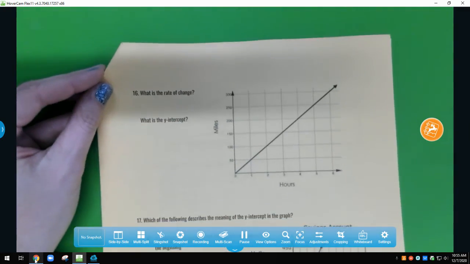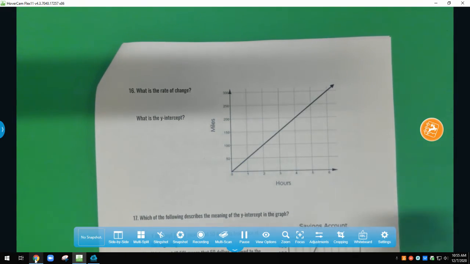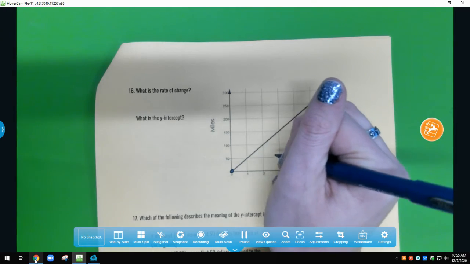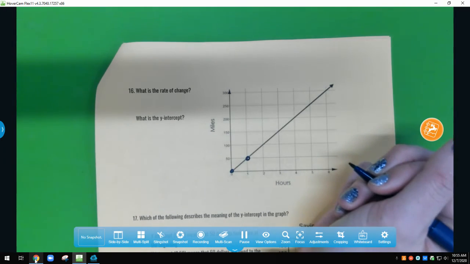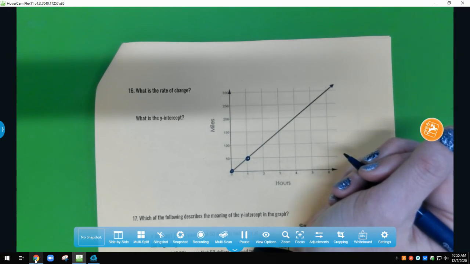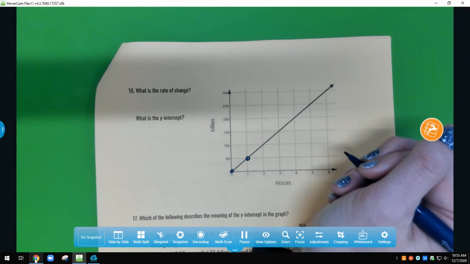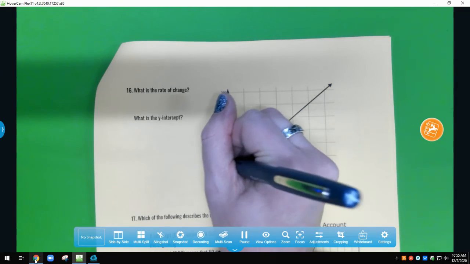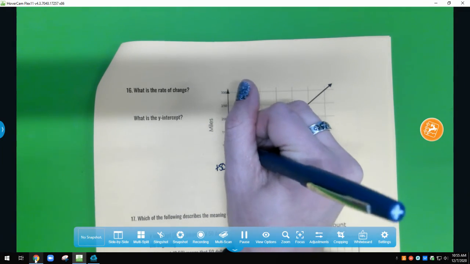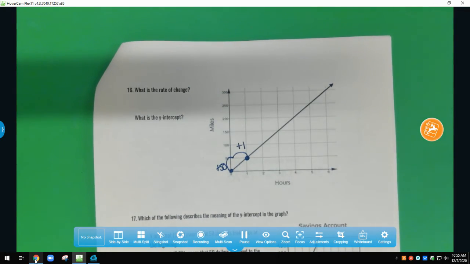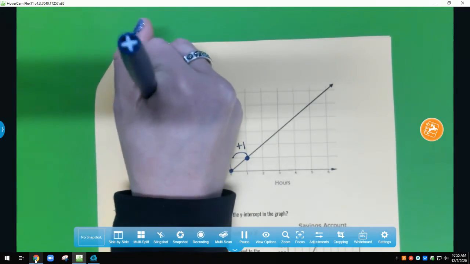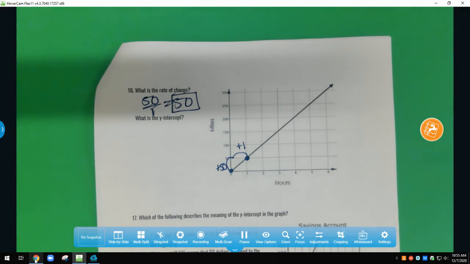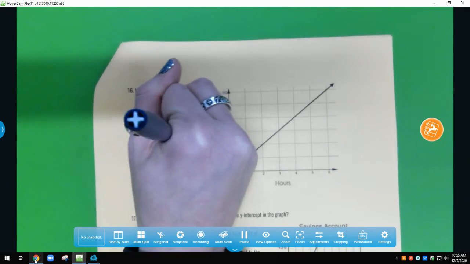Okay, number 16, same concept as before. So I'm going to pick my points. Okay, so we're going up 1, but that's really 50. We're going over 1. This time it really is 1. So our rate of change is 50 over 1, which is just 50. Our y-intercept, again, is 0, 0.